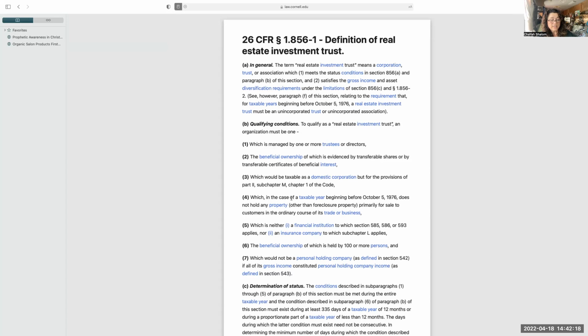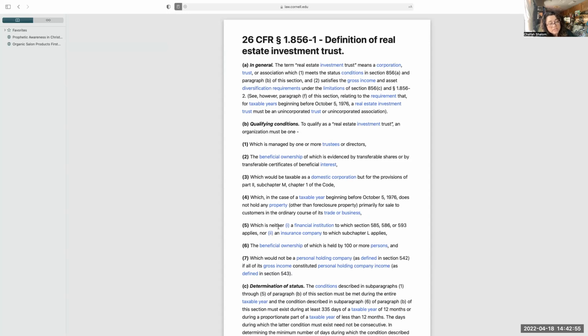4, which in the case of a taxable year beginning before October 5th, 1976, does not hold any property other than foreclosure property. Whoa, that's wild. Primarily for sale to customers in the ordinary course of its trade or business. I'm thinking about those timeshares that go into default or foreclosure and then get taken over by a corporation. Yeah, that's what I'm thinking of.